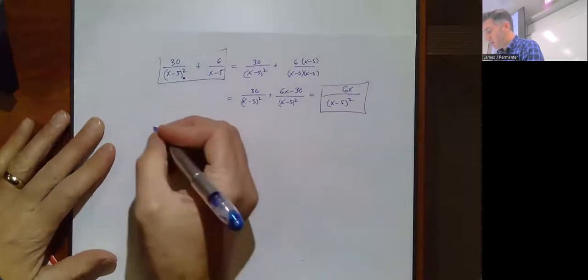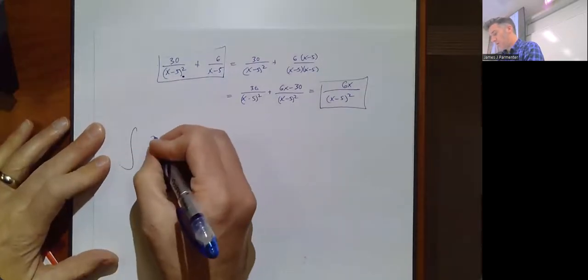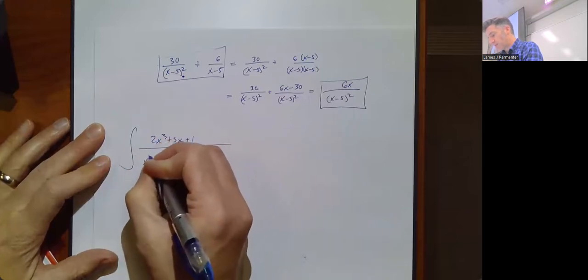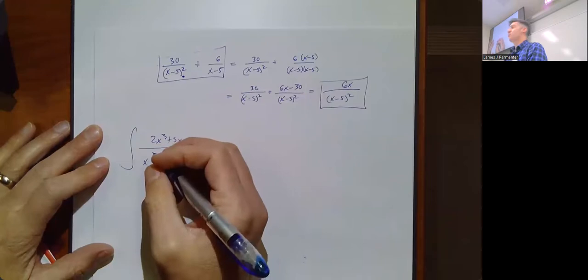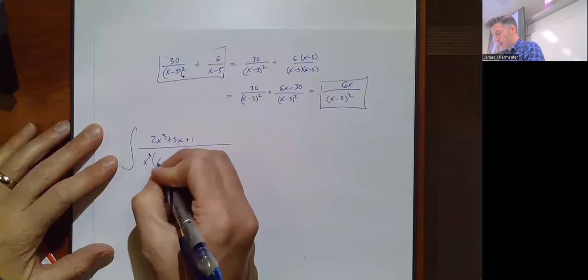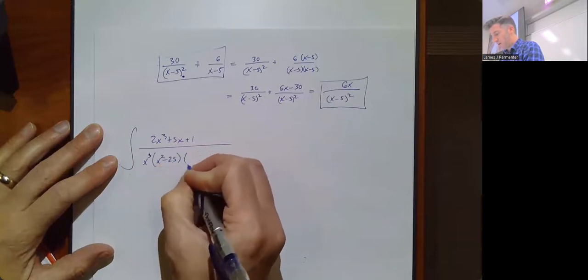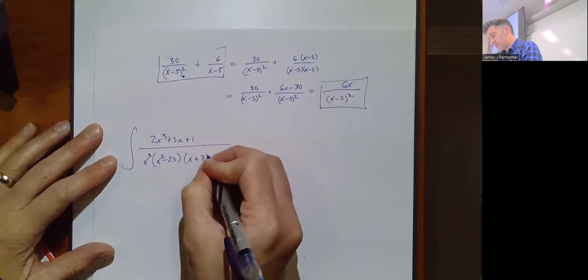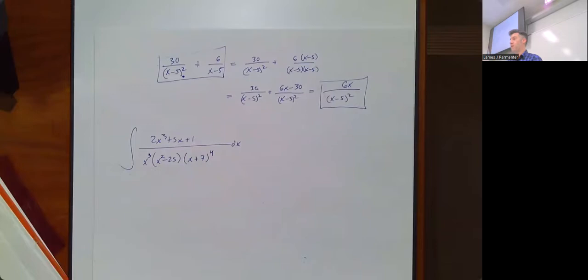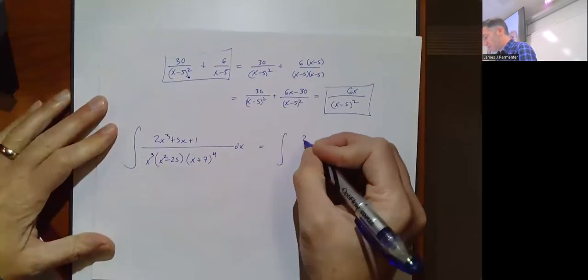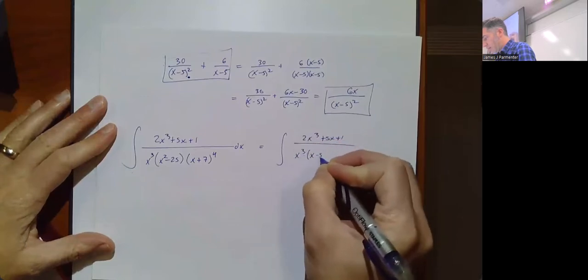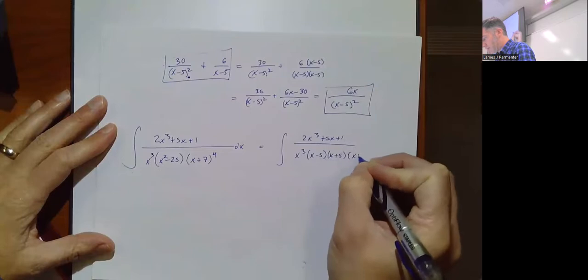So again, just to be super clear about the partial fraction decomposition, we'll make up something ugly for a second. If you're trying to integrate something like 2x cubed plus 5x plus 1 over x cubed times x squared minus 25 times x plus 7 to the 4th. Well, first of all, I didn't factor it fully. I should really write this as 2x cubed plus 5x plus 1 over x cubed times x minus 5 times x plus 5 times x plus 7 to the 4th.